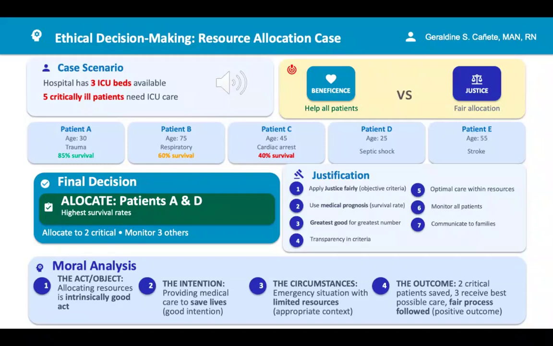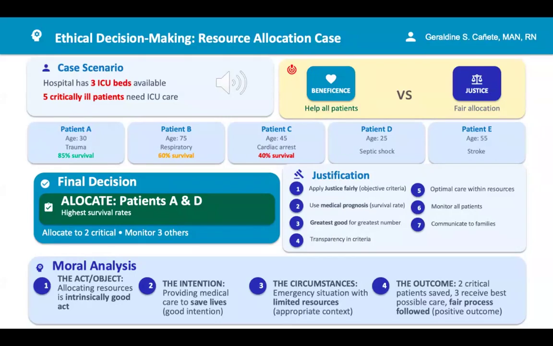Now, for the final decision in this situation, the most ethical course of action is to allocate the ICU beds to patients A and D, who have the highest survival rates. Okay? So this decision is based on the principle of maximizing the overall benefit and saving the most lives possible. However, this decision is not without its ethical challenges. What about the other patients? What are our responsibilities to them?